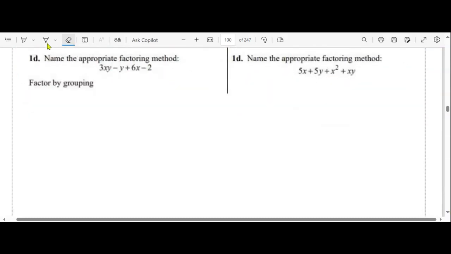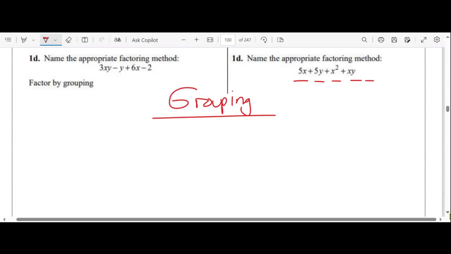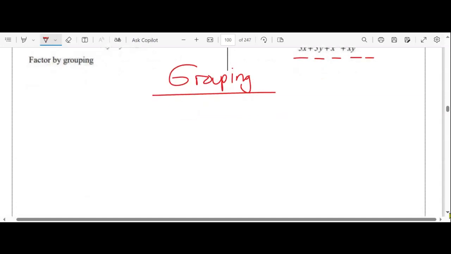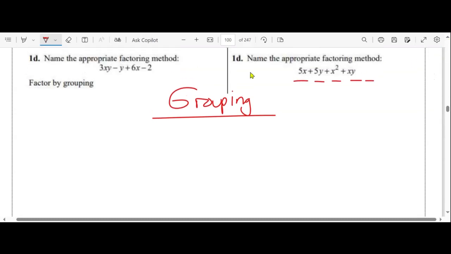Okay, how many terms do we have here? Because we have 4 terms, we use grouping. Easy? Yes.